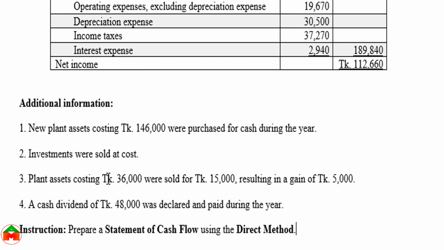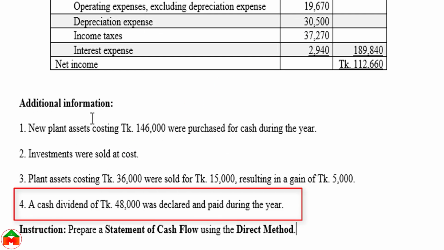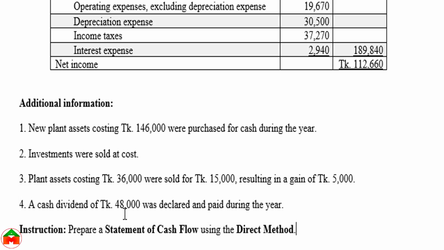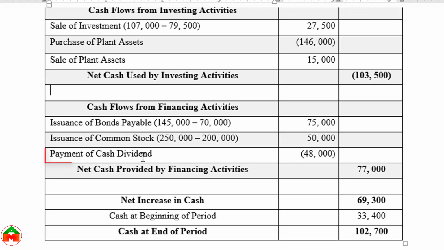The payment of dividend information can be found in the additional information. We can see a cash dividend of Taka 48,000 was declared and paid during the year. So there is a payment of dividend. So if there is a payment of dividend, there will be a cash outflow. So let's get back to the solution. Here we can see payment of cash dividend 48,000. So we have written this amount in brackets because it's an outflow.